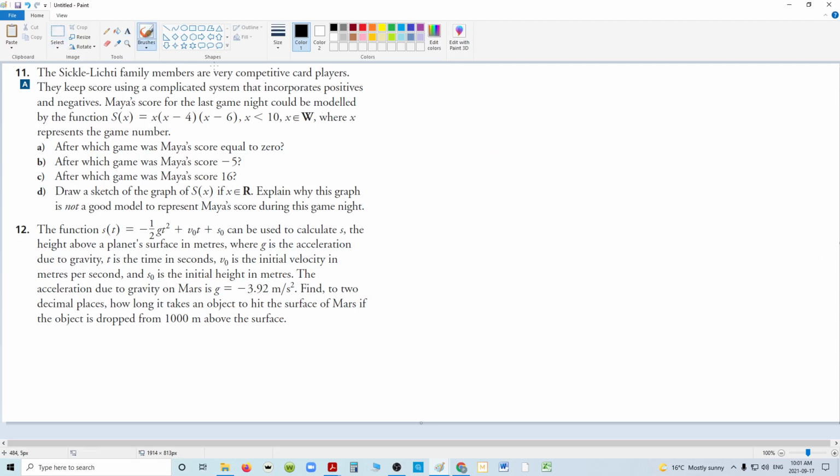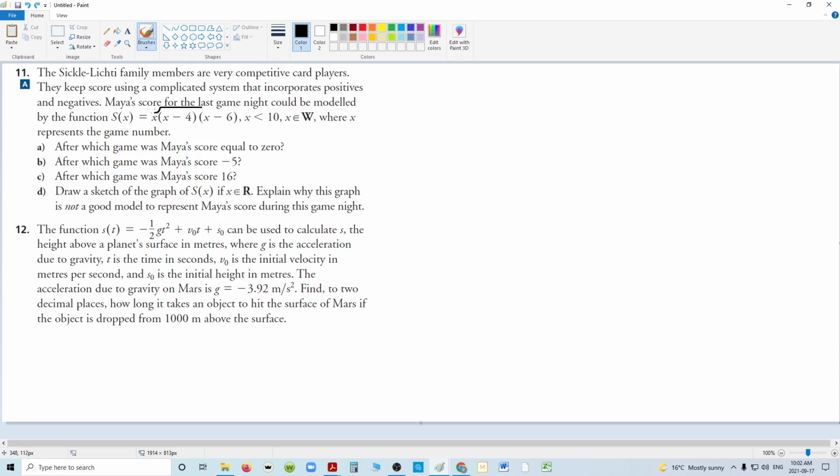Okay, so the family members are very competitive card players. They keep a score using a complicated system that incorporates positives and negatives. My score for the last game would be modeled as this. They give it in the factored form, but only for x smaller than 10. So anything above 10, they don't care. It's not relevant. After which game was my score equal to 0?